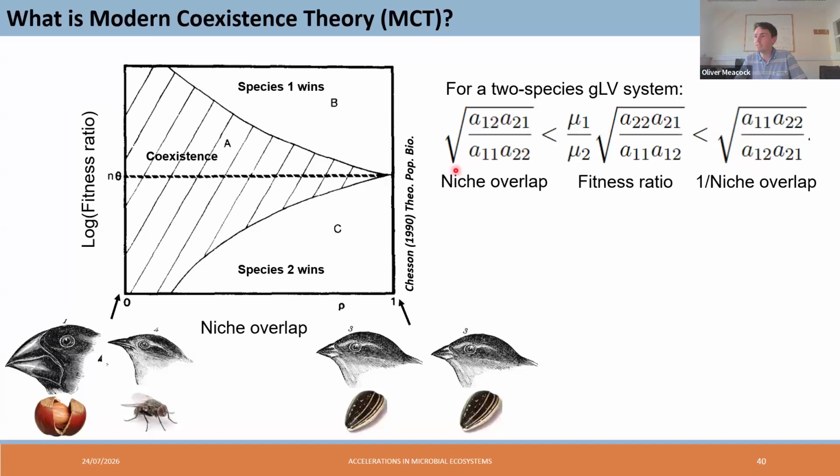So this coexistence criterion, where your fitness ratio lies between these two bounds, is what's represented by this hatched region over here. And if you're below that, then you're down here, and if you're above that, then you're up here. So that's one of the two populations winning.